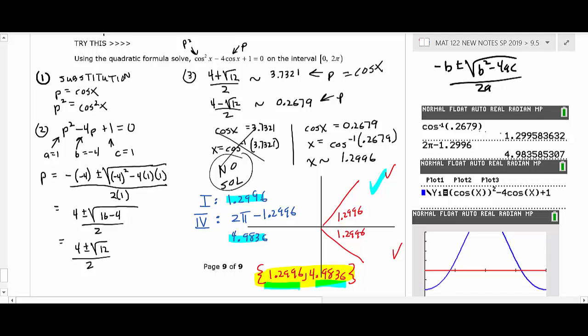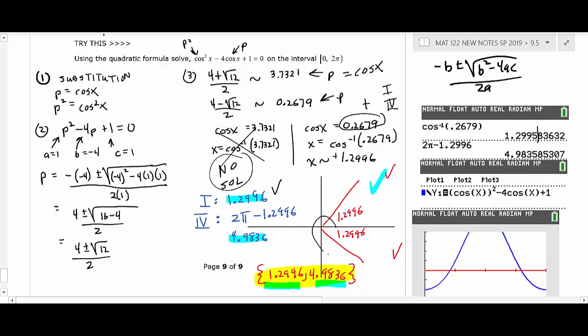If you do the inverse cosine of 0.2679, you can see where I did this on my calculator, I get 1.2996 if I round that to 4 decimals. So the cosine is positive. See, this is a positive number right here. You were given a positive number. So the cosine is positive in quadrants 1 and 4. That's what that reference angle that came on the calculator stands for. So your quadrant 1 answer is this.